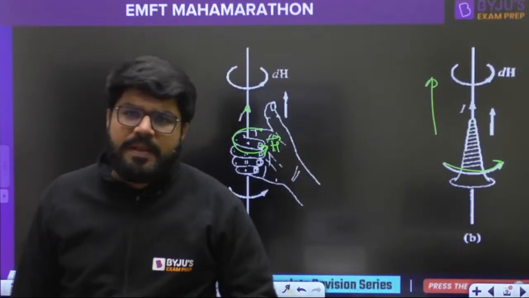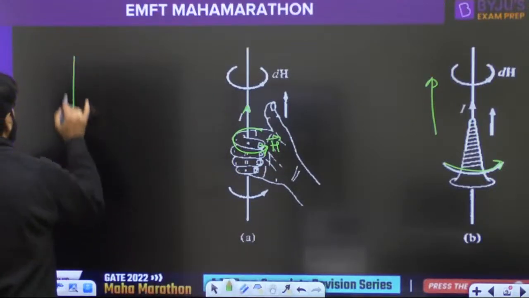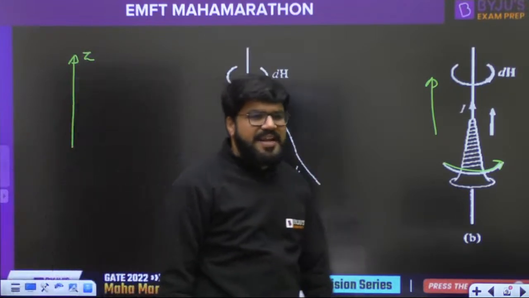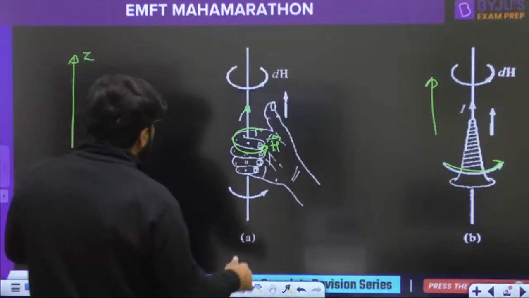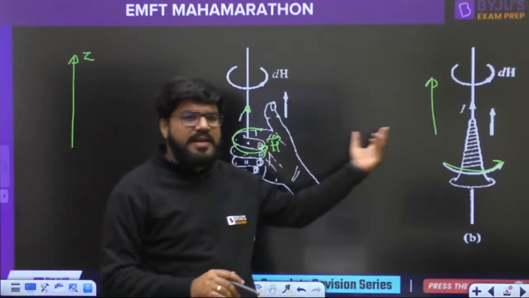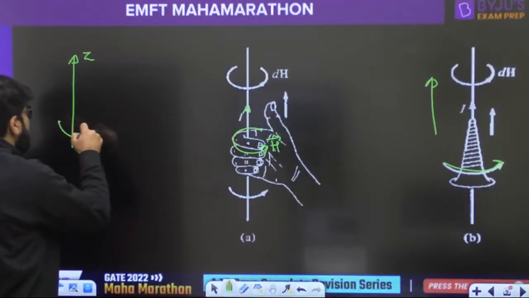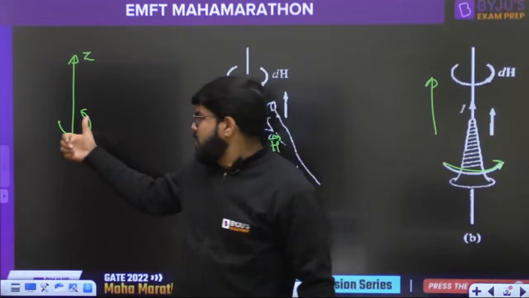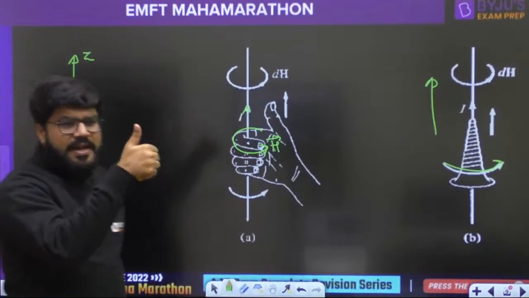Okay, now let us be simple. If I imagine that this is the z-axis, let us suppose the current is in the z-axis. Then what is the direction of magnetic field? According to the right hand thumb rule or screw rule, the direction of magnetic field is in a circular direction, once again everybody, in a circular direction about the z-axis.